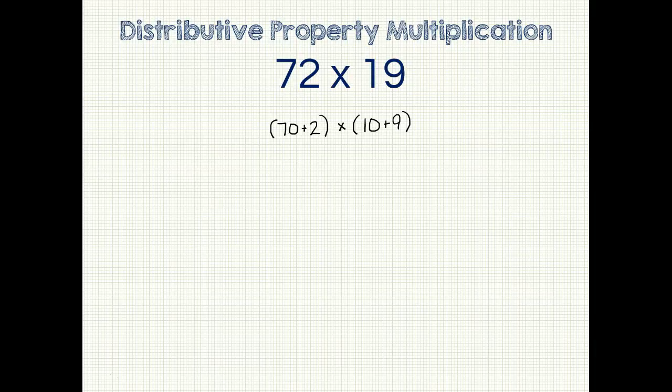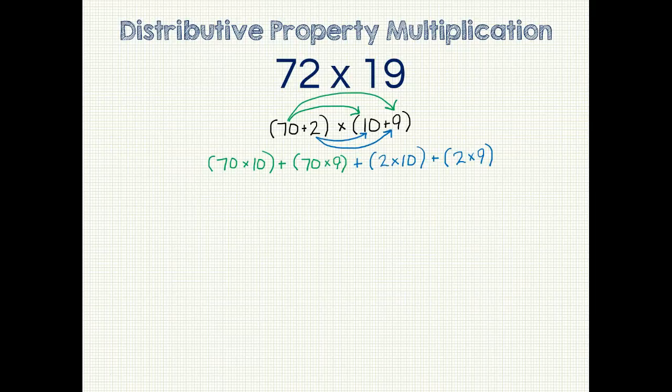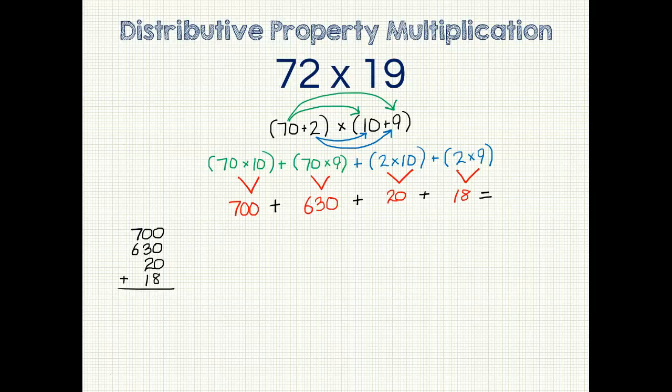Next, every factor has to be multiplied by every other factor. We need to multiply 70 times 10 and 70 times 9, and then we need to multiply 2 times 10 and 2 times 9. 70 times 10 equals 700, 70 times 9 equals 630, 2 times 10 equals 20, and 2 times 9 equals 18. Now add all the products, 700 plus 630 plus 20 plus 18.